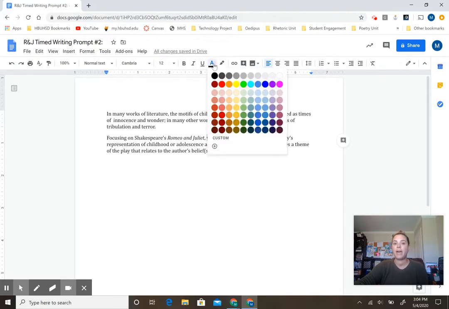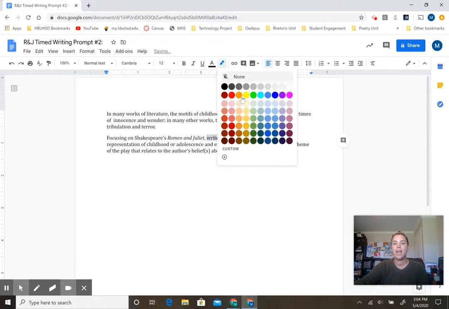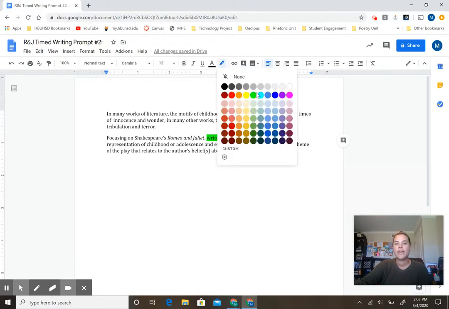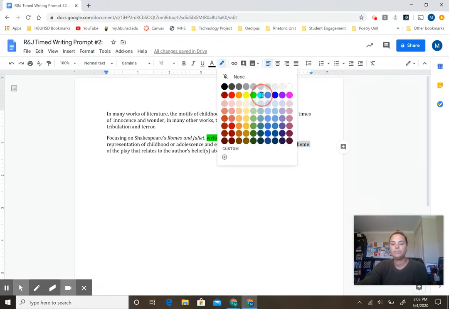I'm going to highlight that. I'm sorry, we don't want to do that. We want to highlight in green. Okay, so write to identify, and then we want to analyze. So that's where we're going to give our opinion about the way that childhood or adolescence is portrayed. The last part that we need to do is come up with a theme that relates to childhood or adolescence. Let's do that in blue.